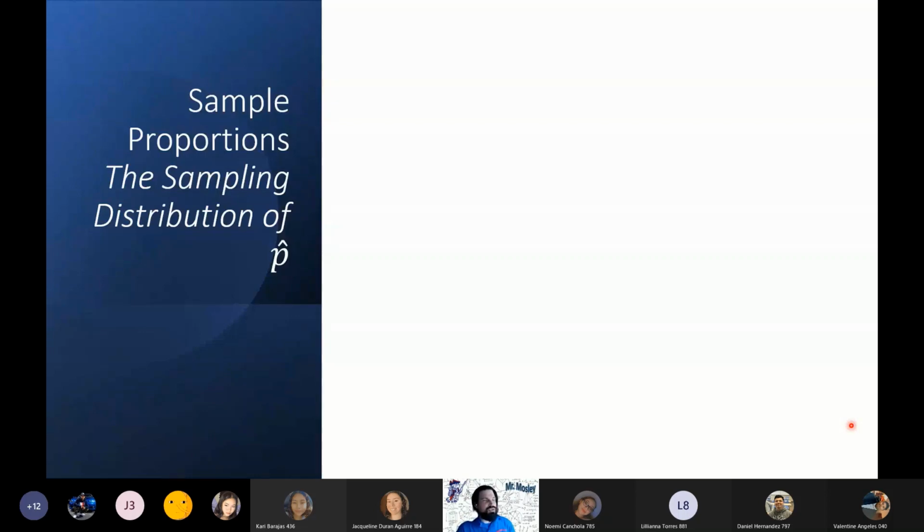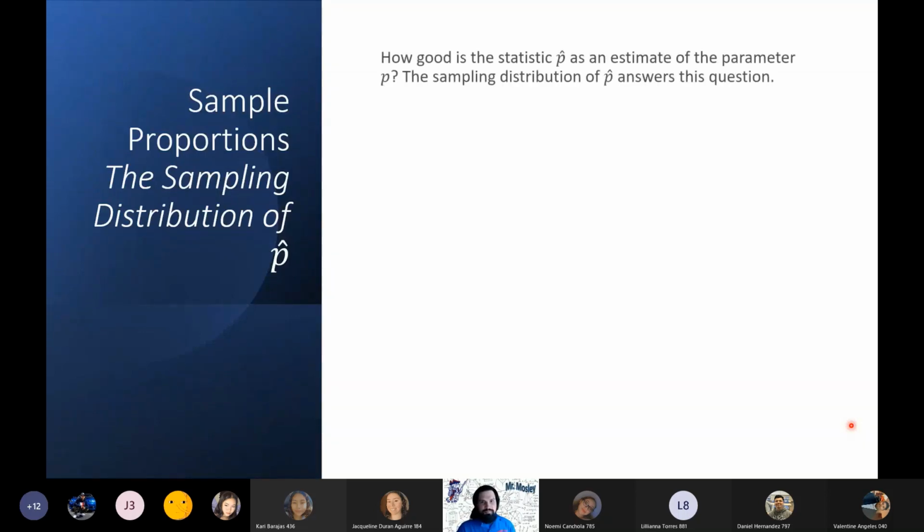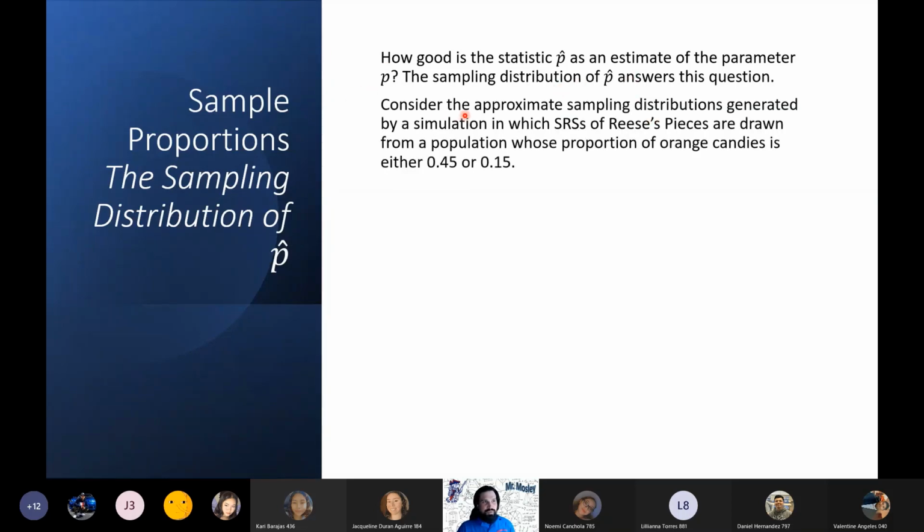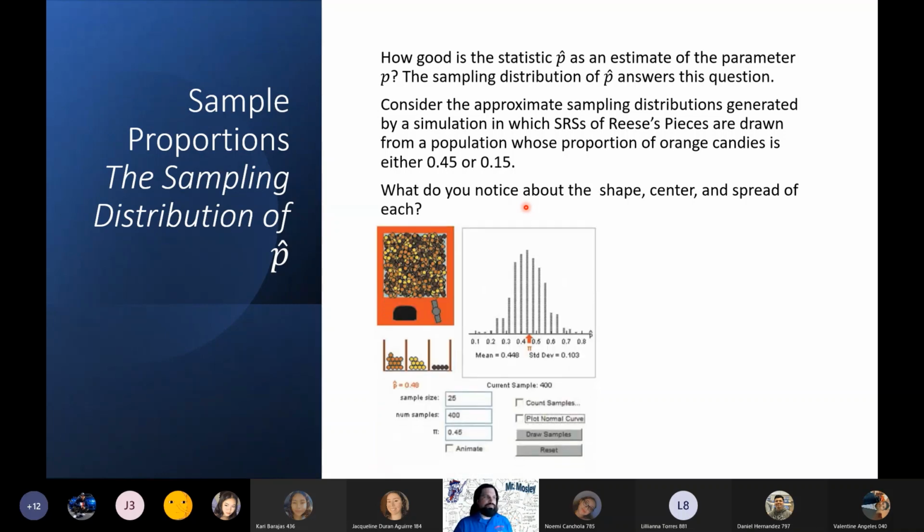All right, so we're going to look at the sampling distribution of p hat. So the main question we want to ask is, how good is the statistic p hat as an estimate of the parameter p? Sampling distribution of p hat answers this question. We're going to consider the approximate sampling distributions generated by a simulation in which SRSs of Reese's Pieces are drawn from a population whose proportion of orange candies is either 0.45 or 0.15. We're going to consider what we notice about the shape, center, and spread of these distributions.